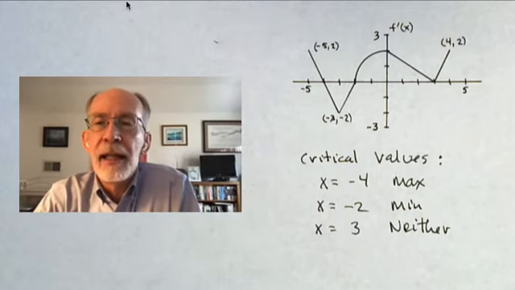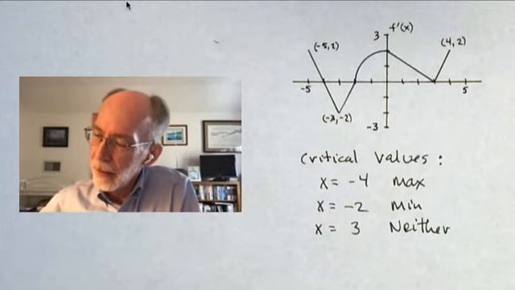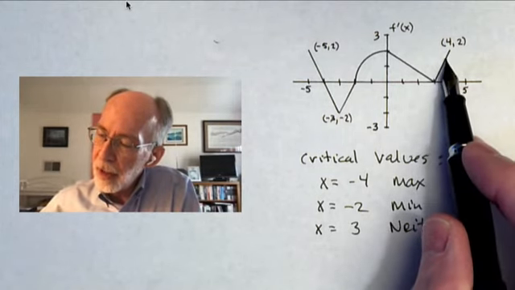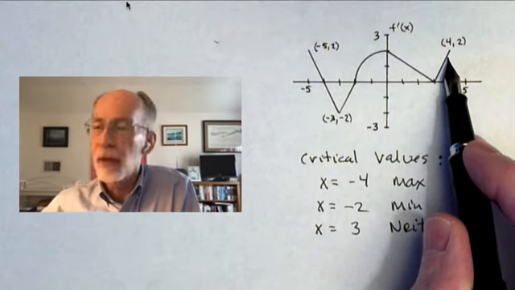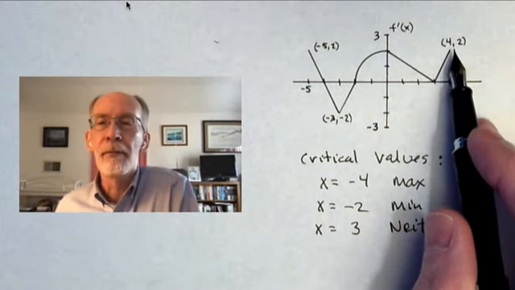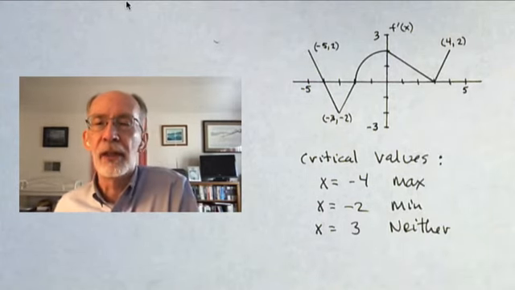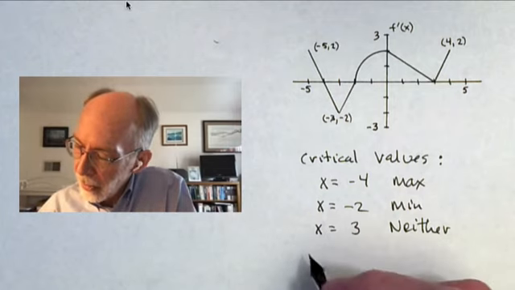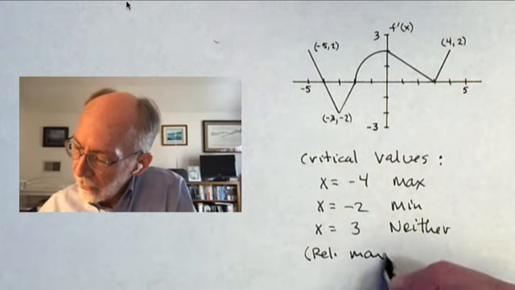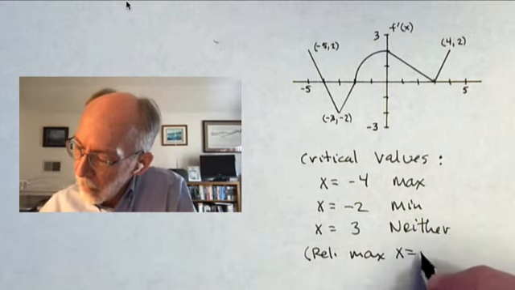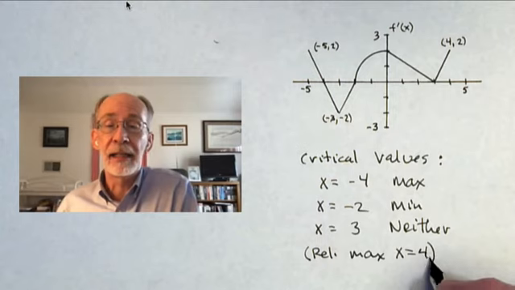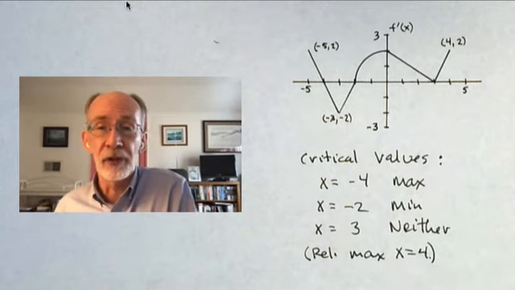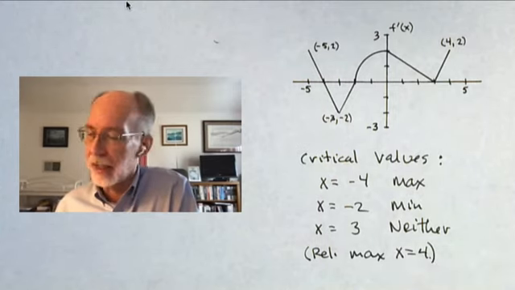Now, what about the endpoints? What's going on at x equals 4, for example? Well, since f prime is positive, f is increasing to the left of 4. And so if f is increasing on its way into that endpoint, then at that endpoint, f must be having a relative max. So there's a relative max at x equals 4. This is not an instance of the first derivative test. This is just us reasoning our way through what's going on at the endpoints.